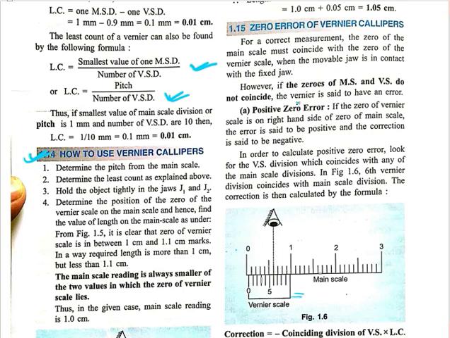However, if the zero of the main scale and vernier scale do not coincide, then the vernier is said to have an error. You can see that in the figure. The zero of the main scale and vernier scale are not coinciding, which means there will be some error.